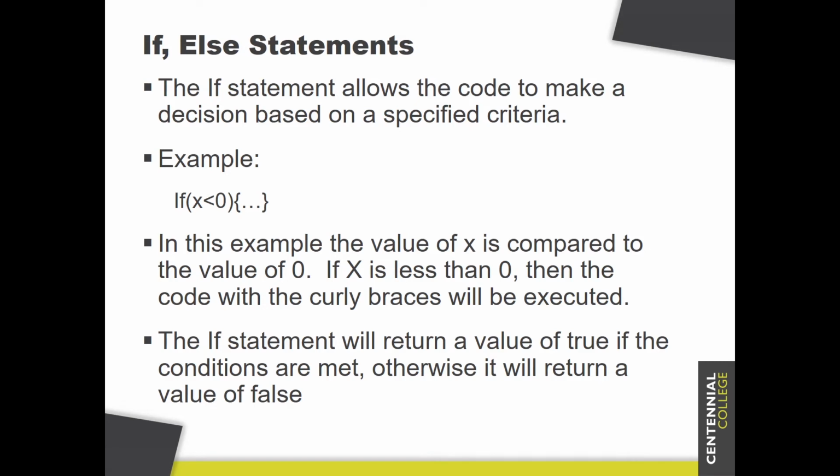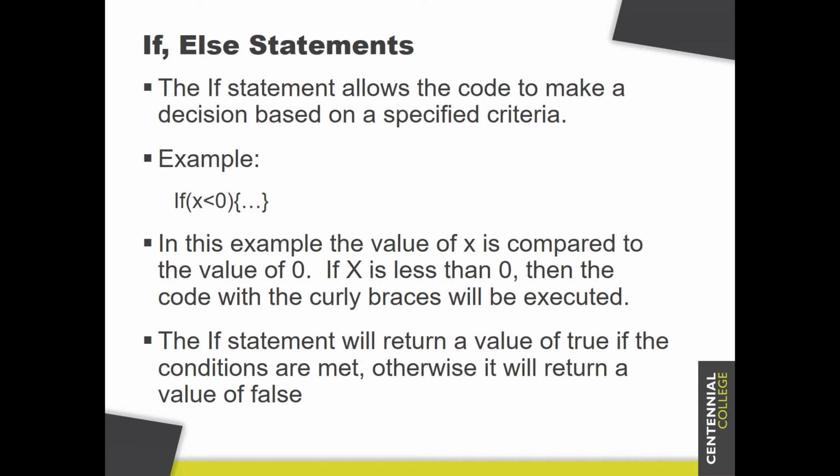We're going to talk about the if statement first of all. The if statement basically allows the code to make a decision based on specified criteria. And that specified criteria is our conditional statement. The example is if conditional statement, then do this. That's basically the form it takes. As an example, if x is less than 0, then do this. If, open bracket, x is less than 0, close bracket, open brace, code, closed brace.